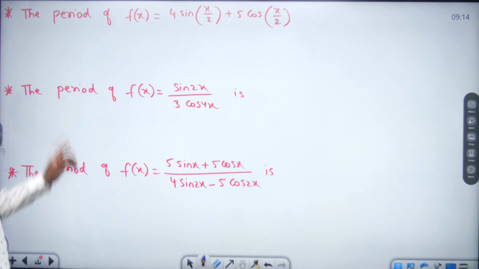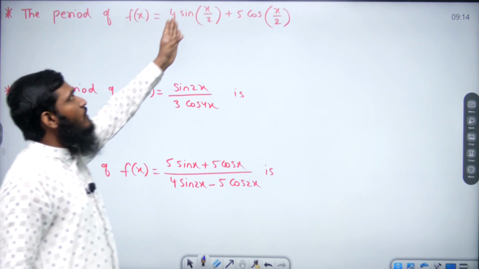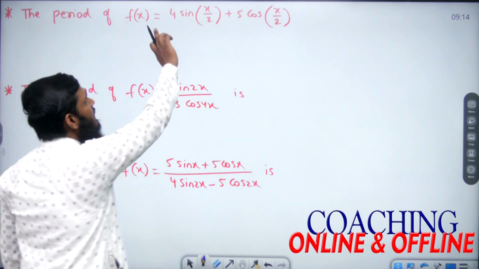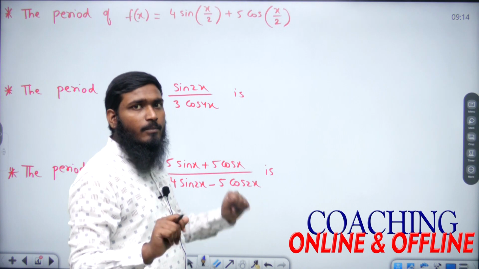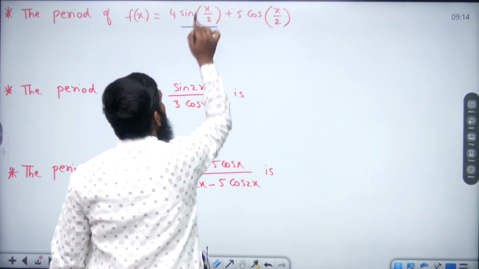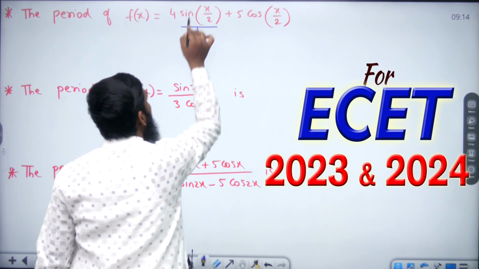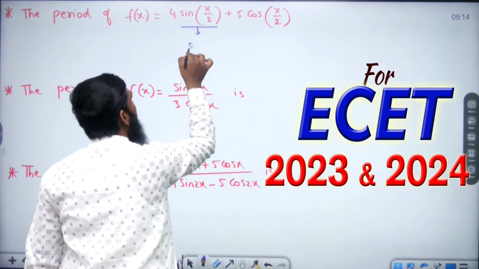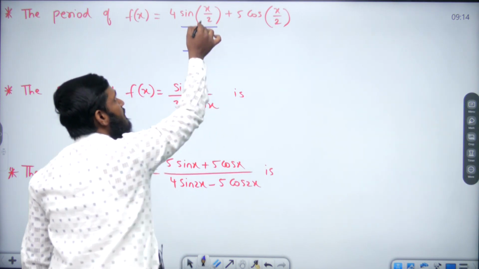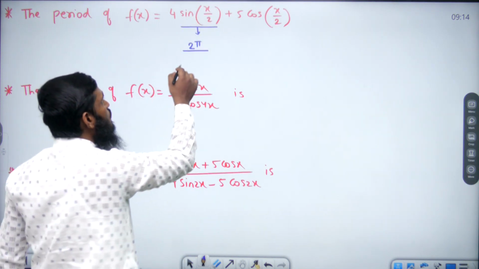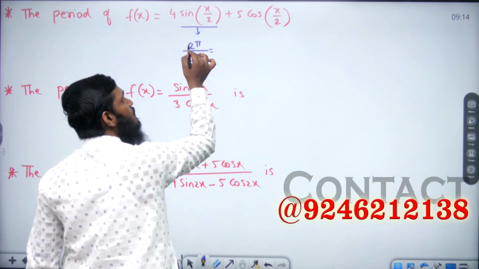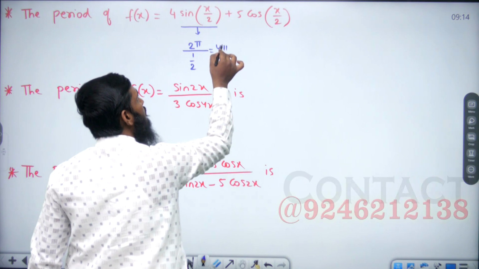Now next question. The period of f of x is equal to 4 sine x by 2 plus 5 cos x by 2. Again, no need to concentrate on the numbers over here. We have to concentrate on the functions. So for this part, what can we write now? For sine, 2 pi we have taken divided by the a value, the coefficient of x, which is 1 by 2. So 1 by 2 we have taken, and this 2 goes to the numerator. It becomes 4 pi.